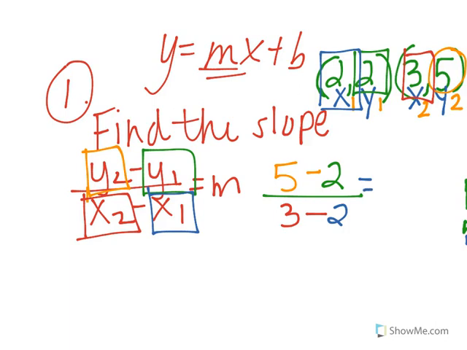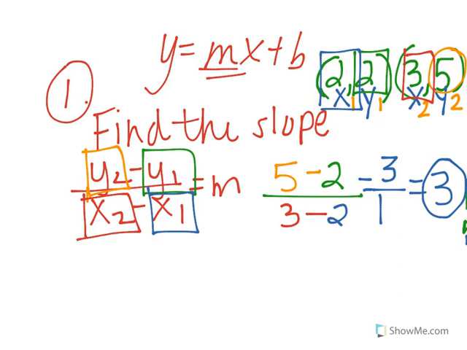And then we're just going to subtract and divide. 5 minus 2 gives you 3, and 3 minus 2 gives you 1. So that would make your slope 3. And that's how you find the slope. You take your 2 points and plug them into y2 minus y1 over x2 minus x1, then you subtract and then you divide. So your slope should be 3. Now we have the slope.